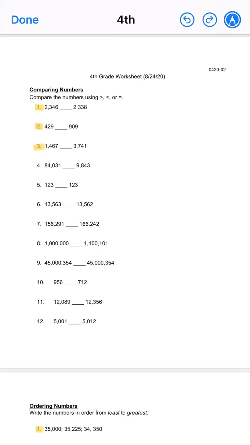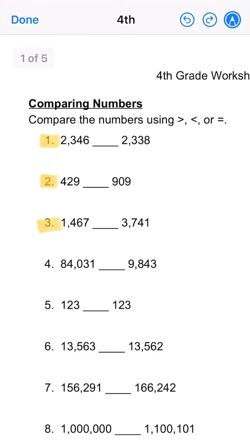For the first set of problems, we're going to be comparing numbers using the greater than, less than, or equal to sign. So we're going to look at the highlighted problems. Let's look at number 1 first. It's 2,346 and 2,338. We see that the first number is greater, so we're going to use the greater than sign in order to show that.